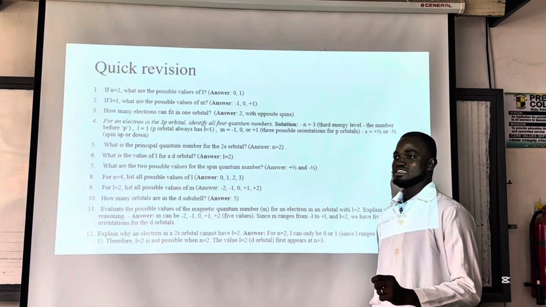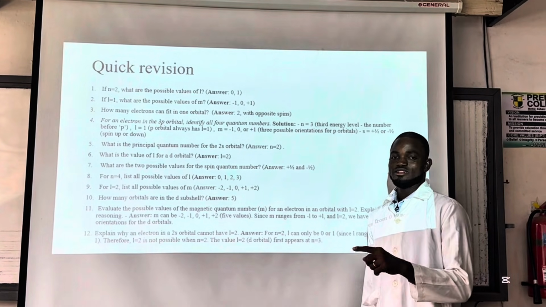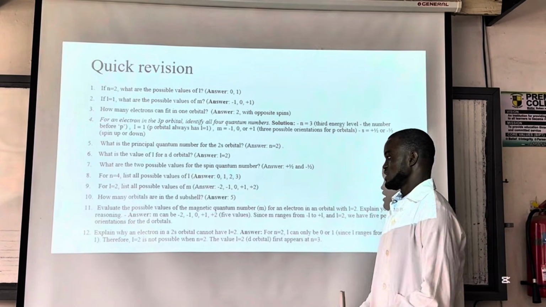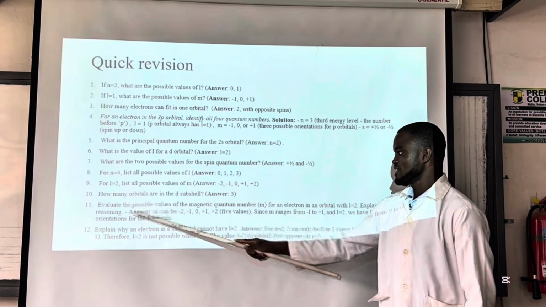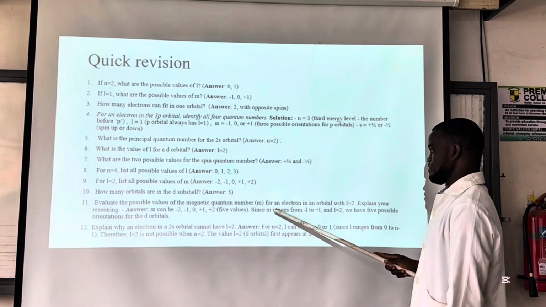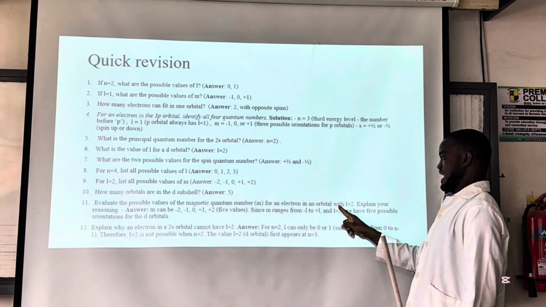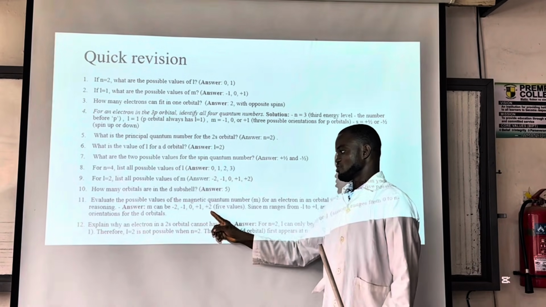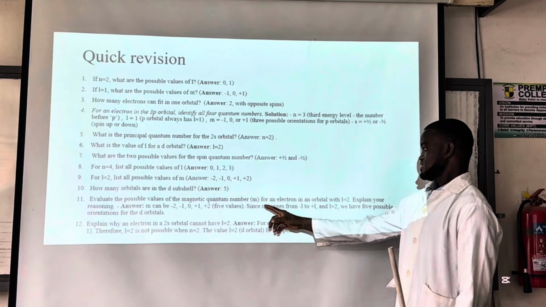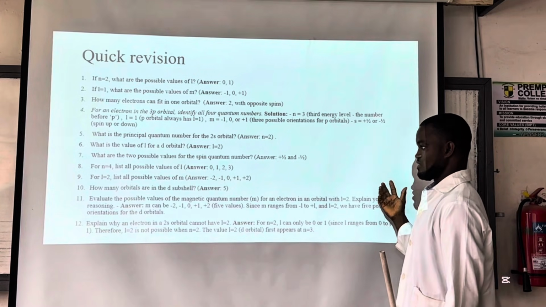How many orbitals are in the d subshell? The value of d is 2. So 2L plus 1, that's 2 times 2, 4, plus 1, 5. Evaluate the possible values of magnetic quantum number m for an electron in an orbital with L equals 2. If L is equal to 2, then m will be negative 2 to positive 2, so 5 values. Remember, m ranges from negative L to positive L.